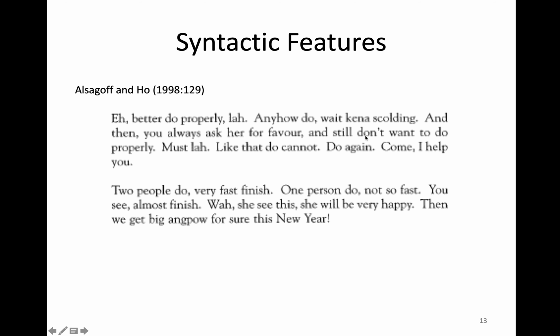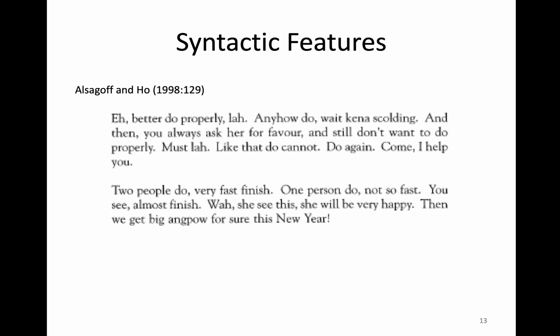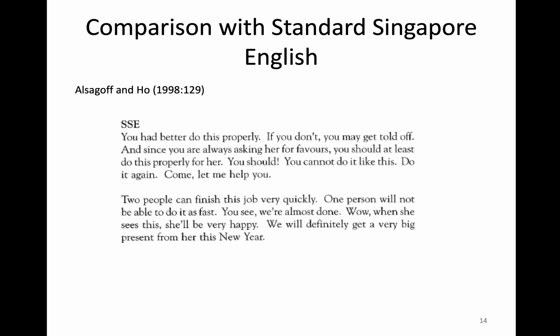So kena here, which is not something we have in other Englishes, is essentially a sort of passive construction. It's replacing get told off. So kena scolding. There's just a whole different auxiliary that Singlish has that isn't present in other Englishes. And there's lots more going on here. You'll notice word order differences as well if you look closely. But anyway, I refer you back to Alsagoff and Ho, which is on the reading list for that.